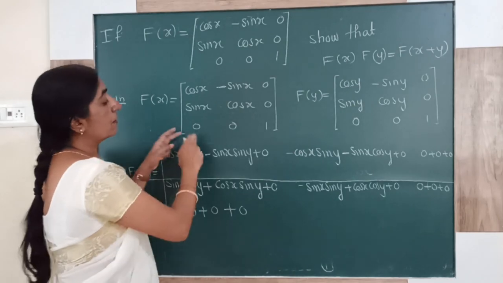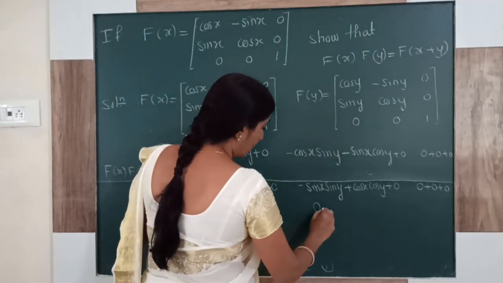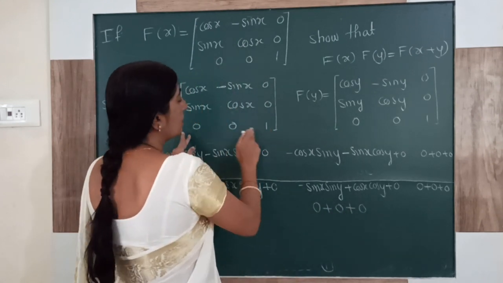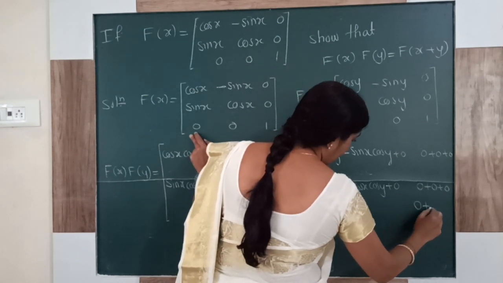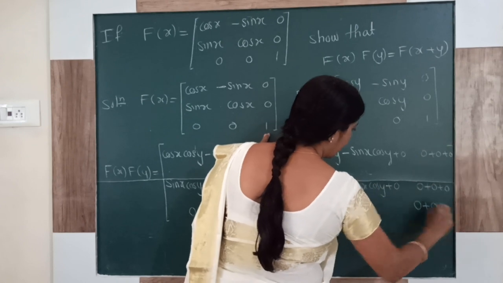Then third row with second column: again 0 into anything, plus 0 plus 0. Then third row with third column: first element is 0, second element is 0, third element is 1 into 1.